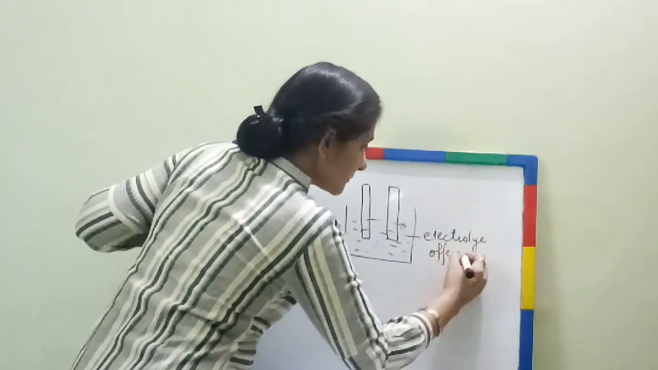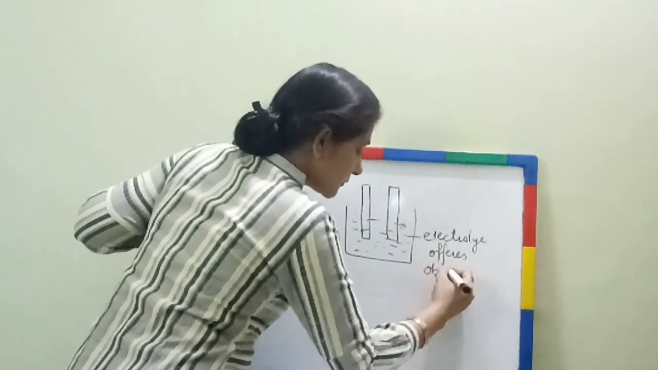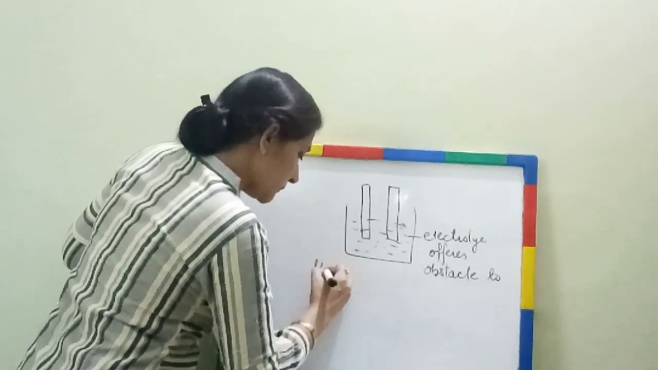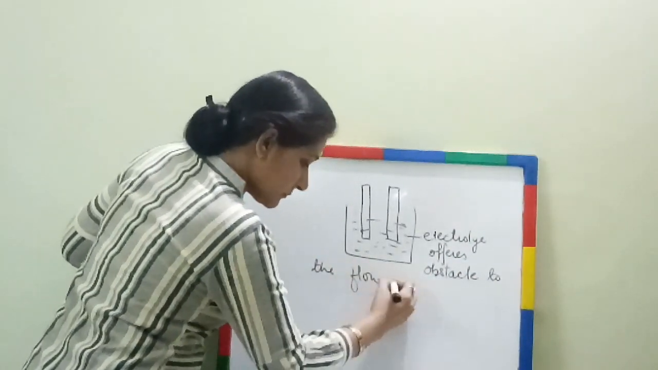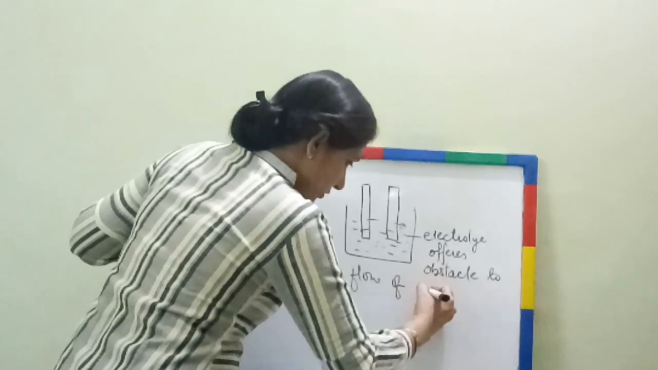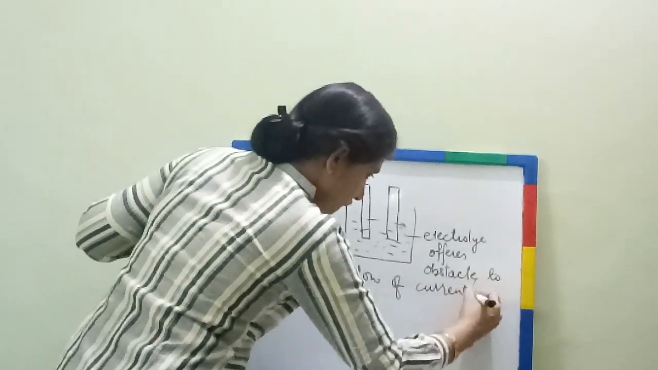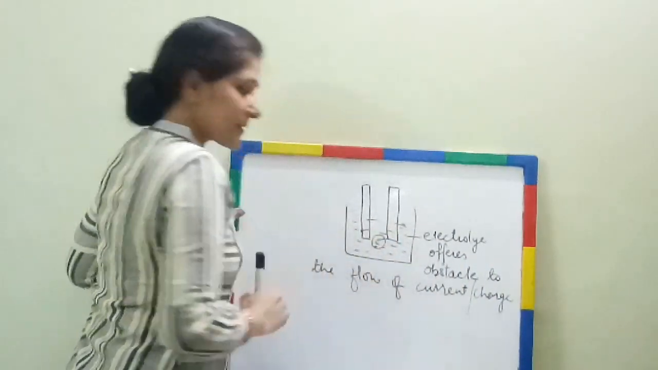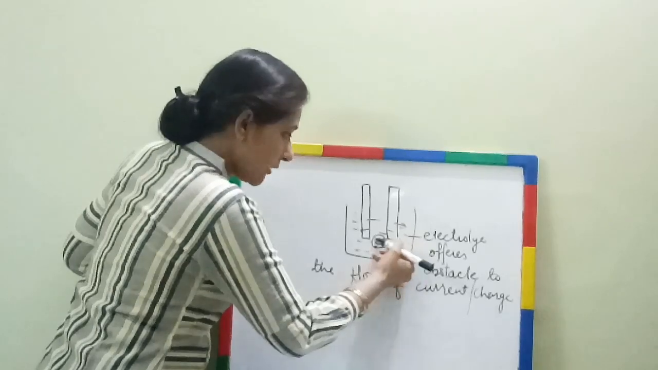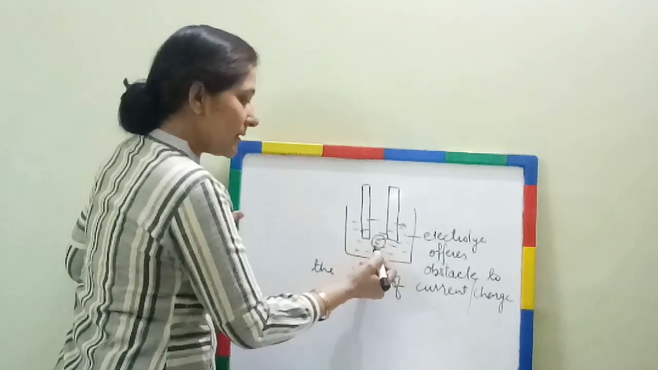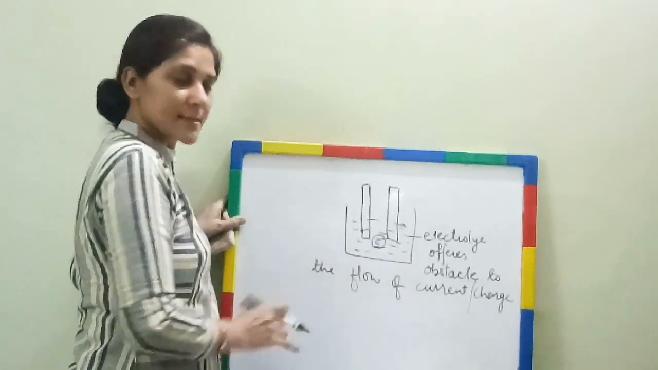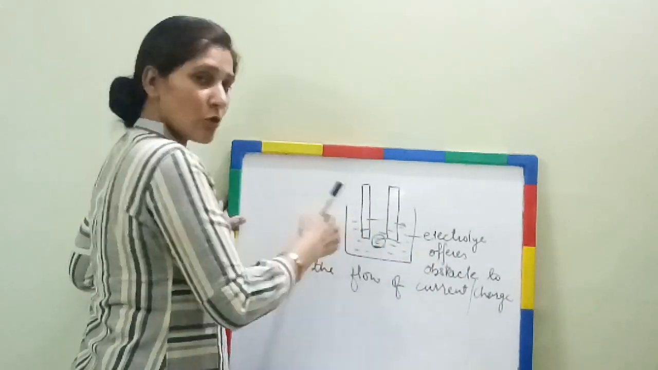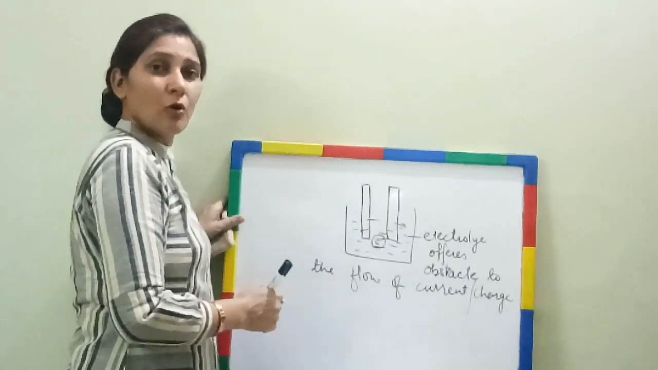offers obstacle to the flow of current, or you can say charge. We discussed that when an electron comes here, it has to move through this, and then it faces so many collisions that it becomes an obstacle to the flow of this charge, or the flow of current.